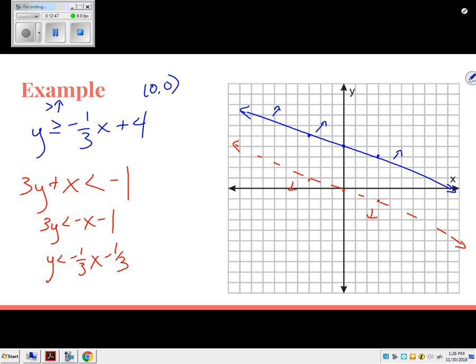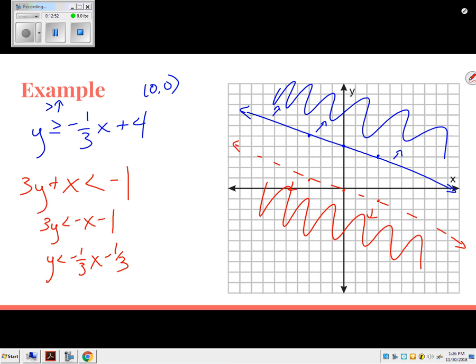So if I'm shading all of this up here, and I'm shading all of this down here, what's my answer? No solution. Why? They have to overlap. I'm looking for points that are shaded both blue and red, where they overlap and satisfy both equations. Nothing here satisfies. So don't leave your answer like this, because I'm going to assume that you mean this split region right here to be your answer. Answer is no solution. Good. Everybody okay?